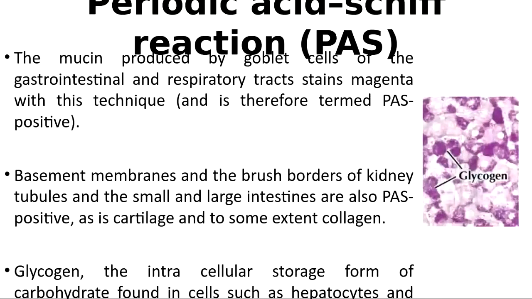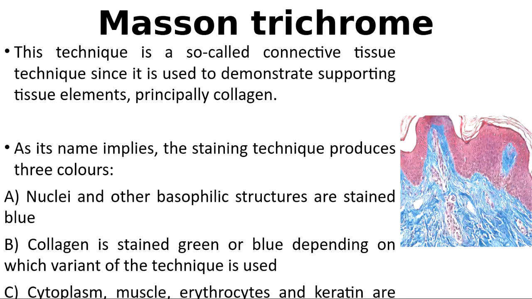So you should know where they use it: the basement membrane and brush border of kidney tubules, if they want to see them. Applications: small and large intestine, cartilage, collagen. If they want to see these, they use this periodic acid Schiff stain. Those are the applications.